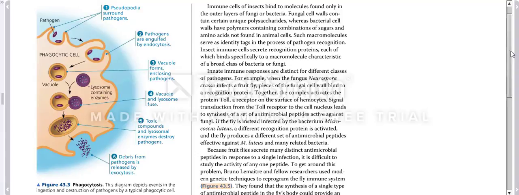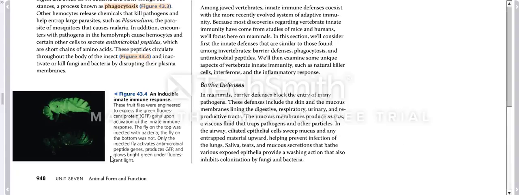Figure 43.4, which I believe is at the bottom of this page, shows a visual example of the innate immunity response in an insect by showing two flies, both of which have been engineered with GFP, which gives a fluorescent green glow upon the activation of an immune response.